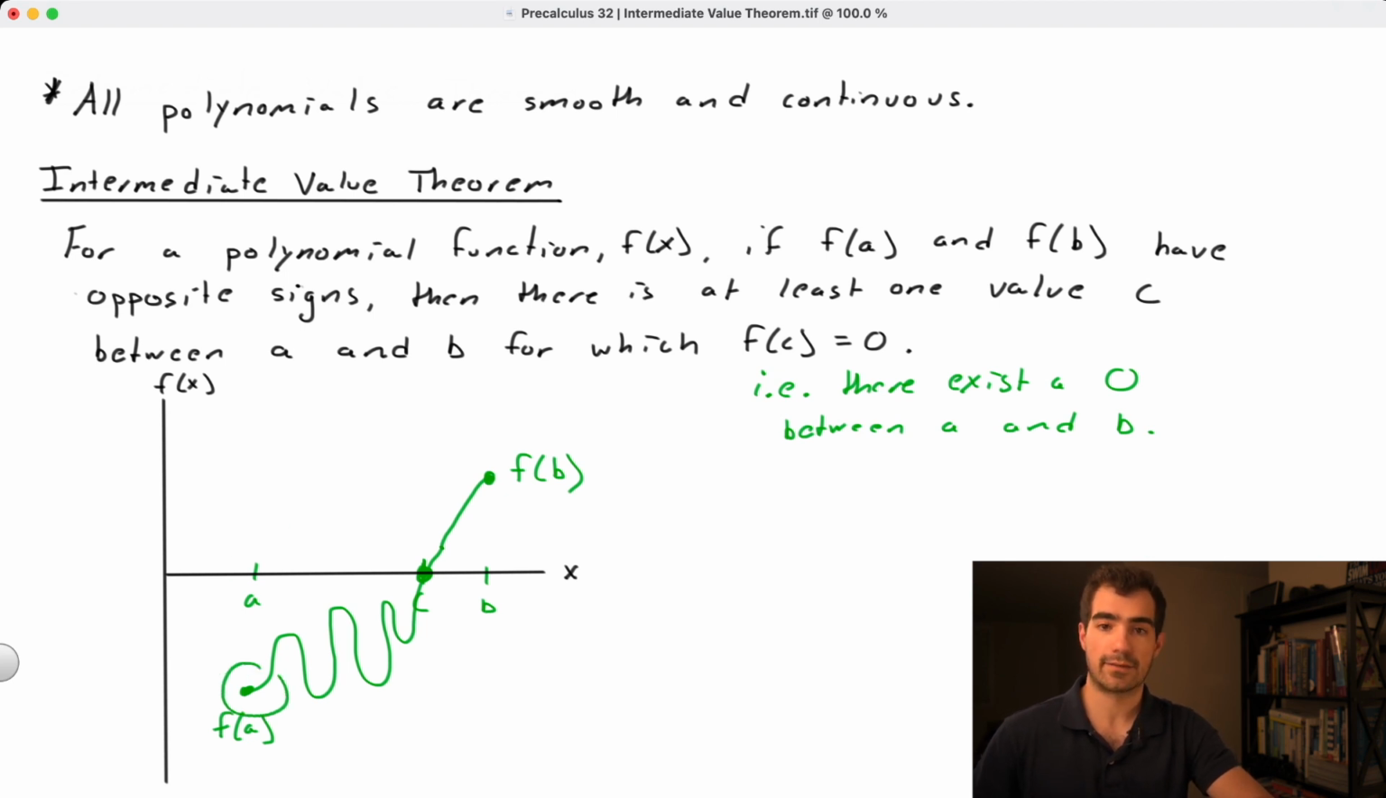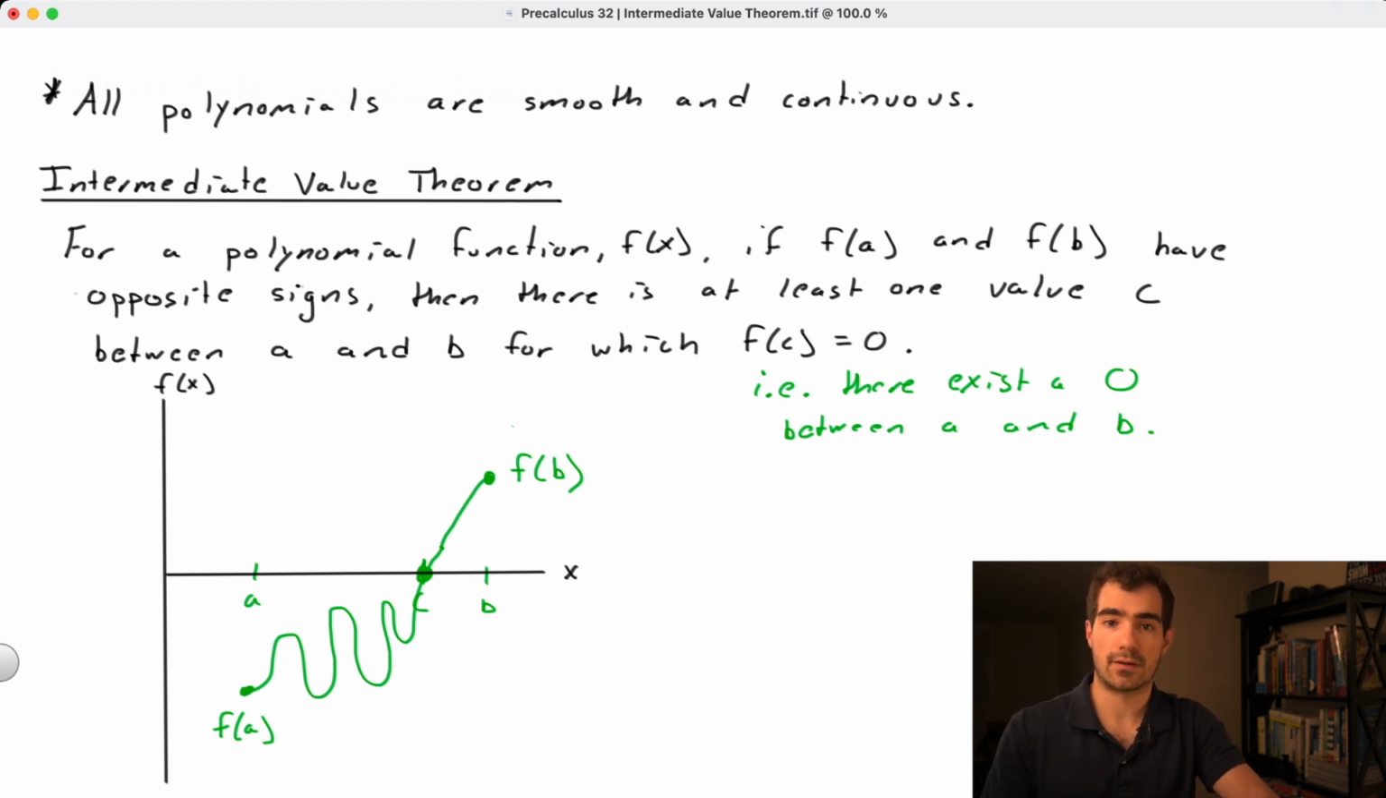you start at an f of a below the axes and finish at an f of b above the axes, and try to draw a polynomial function without picking up your pen from one point to the other that doesn't cross the x-axis. And although really just an intuitive proof, you'll convince yourself of this pretty quickly.